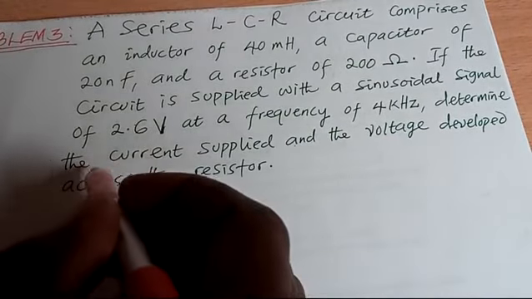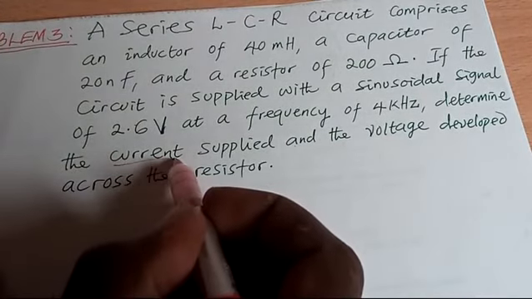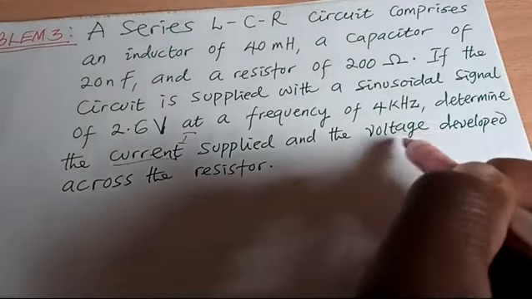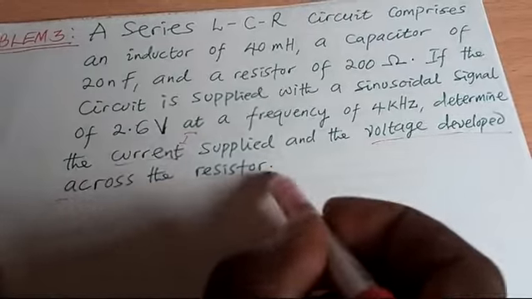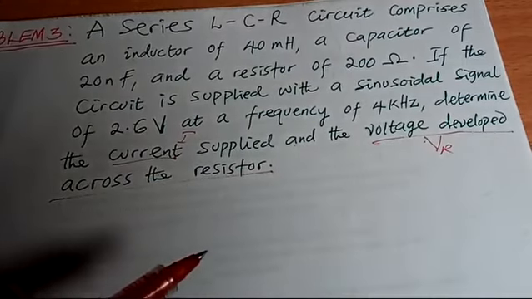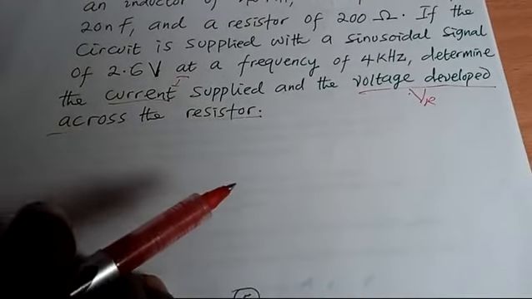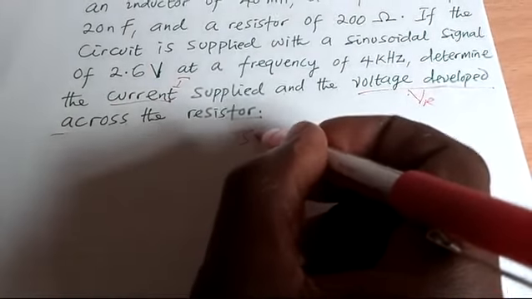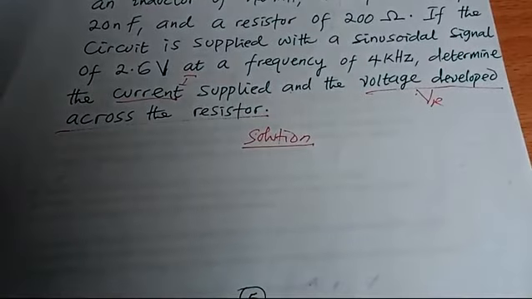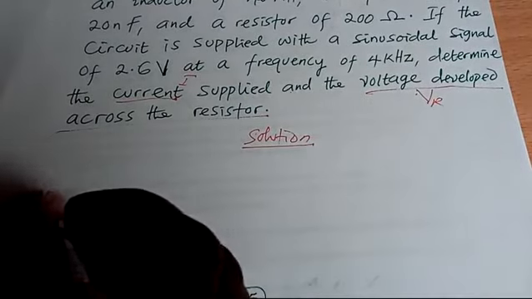So first of all, get the current. That is your first target variable, the current. Second of all, the voltage developed across a resistor. This is written V sub R. Okay, we will start with the circuit diagram as usual. Solution, when you write solution, draw the circuit diagram.